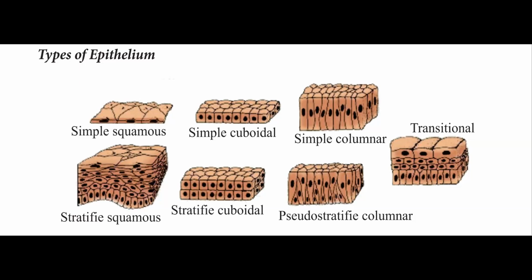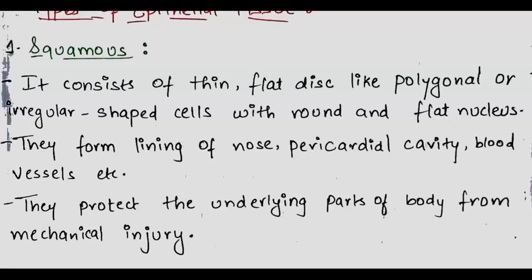Note it down: squamous means it consists of thin, flat, polygonal or irregularly shaped cells, with a round and flat nucleus. They form the inner lining of the nose, pericardial cavity and blood vessels, and they protect the underlying parts of the body from mechanical injuries. Noted. This is a single cell layer.